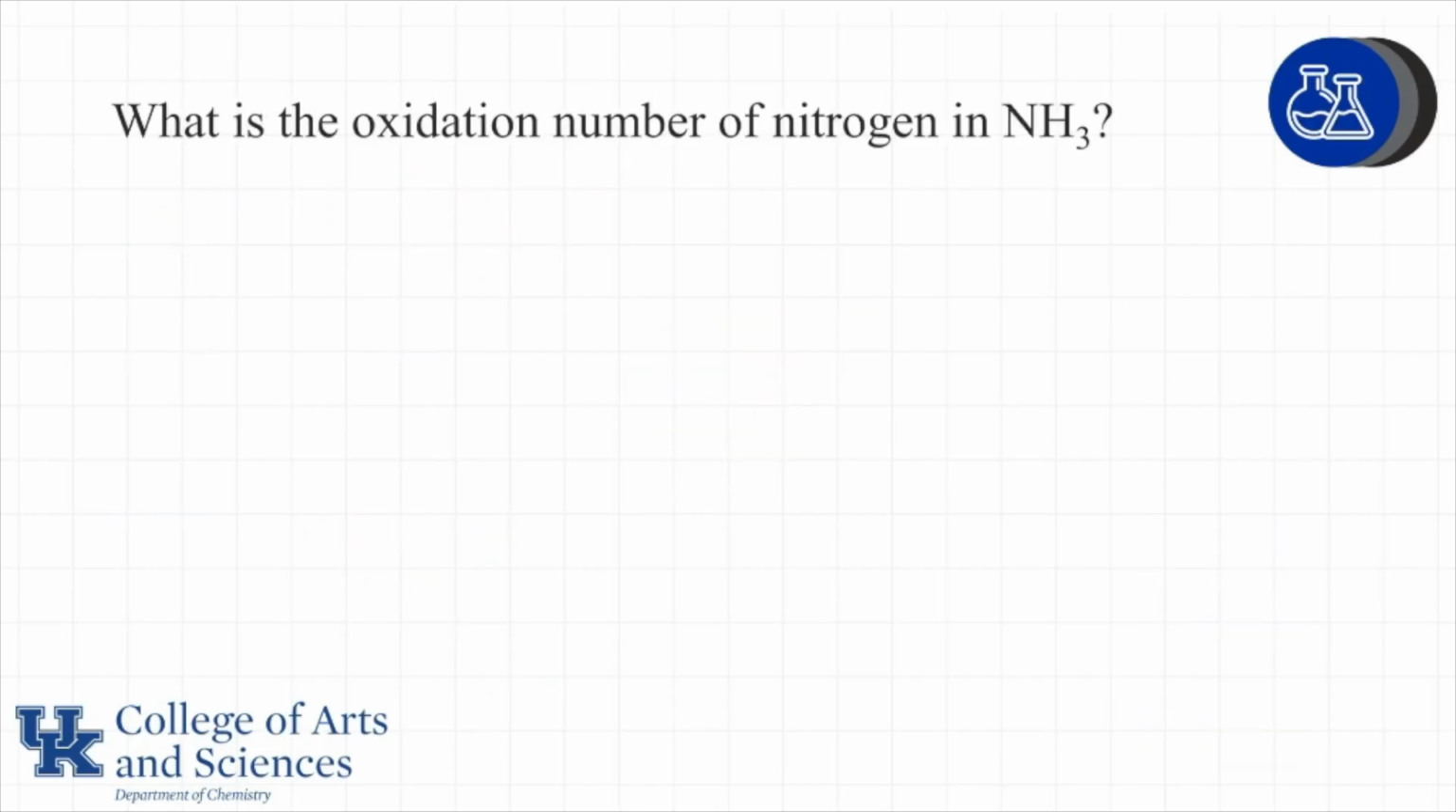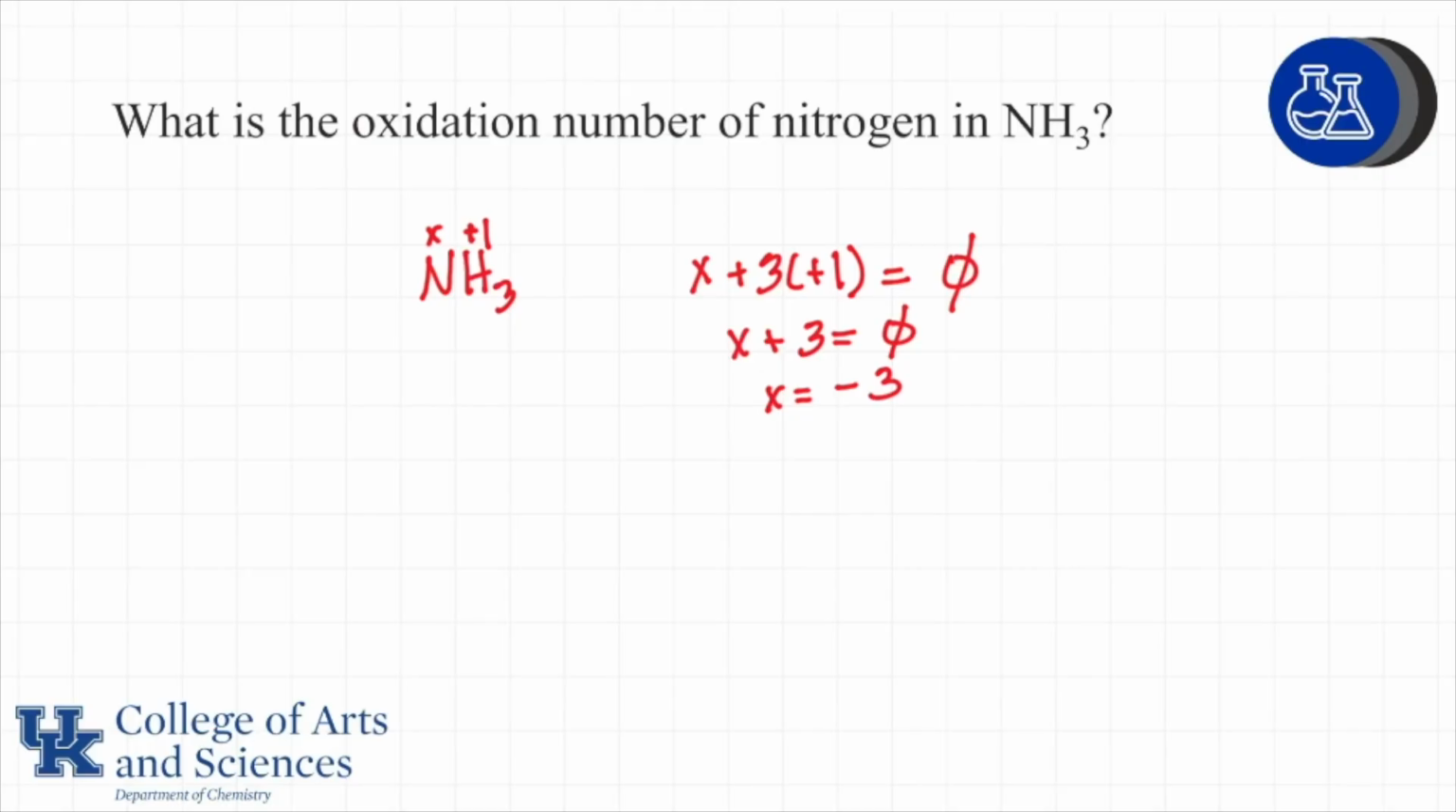What is the oxidation number of nitrogen in NH3? We don't have a rule for nitrogen, so we're going to label that X. Hydrogen has an oxidation number of +1. X plus 3 times +1 equals 0. X plus 3 equals 0, and X equals -3.